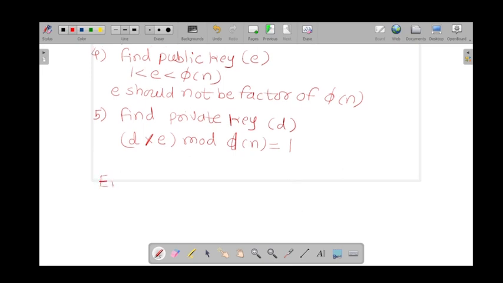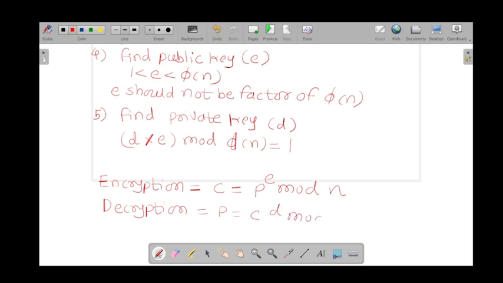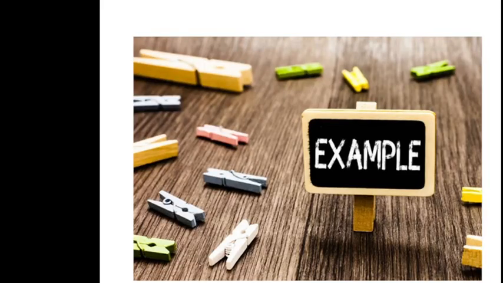Now for encryption, we find our ciphertext message. Our ciphertext C is equal to P raised to E mod n. And for decryption, we use the formula P is equal to C raised to D mod n. Now let's begin with the examples.